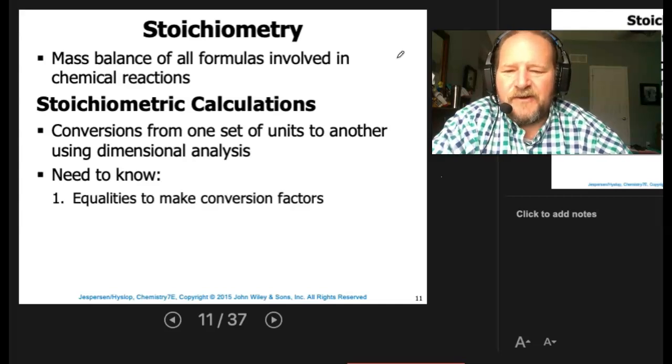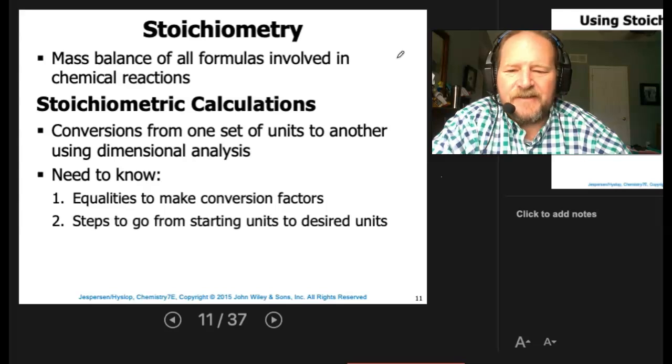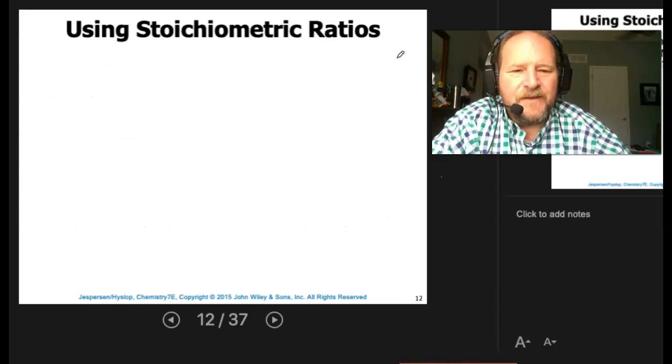The things you'll need to know are the equalities to make the conversion factors, that's the balancing of your reaction, and the steps to go from the starting units to the desired units. And it's going to be a 3-step process once again.